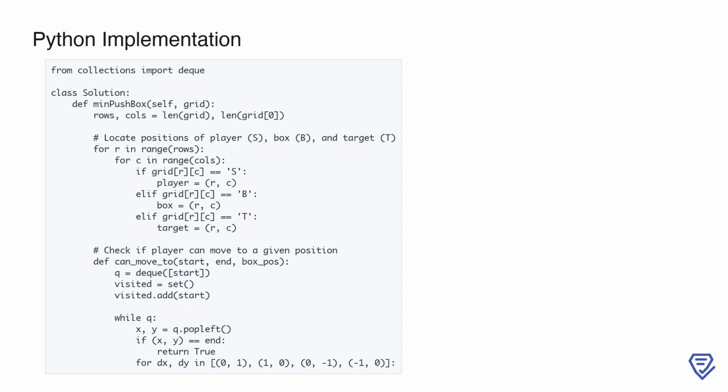in the grid. These positions are identified by their respective markers: S for the player, B for the box, and T for the target. Once their coordinates are stored, we define a helper function called can_move_to that will check if the player can move from a starting position to an ending position without stepping onto the box or crossing walls. It uses a BFS approach, starting with the given position and exploring all valid directions, while ensuring no cell is revisited or blocked by the box or obstacles.